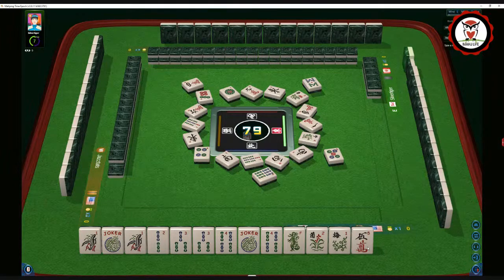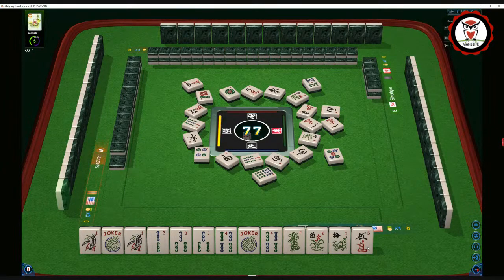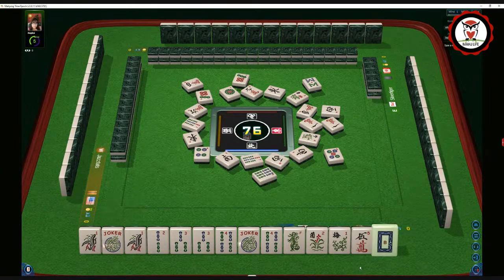There's always an element of luck because you're drawing randomly from the wall. West wind. We need a 2 bam or a green dragon. Thankfully, none of these are out yet. 7 dots. White dragon is risky. White dragon.